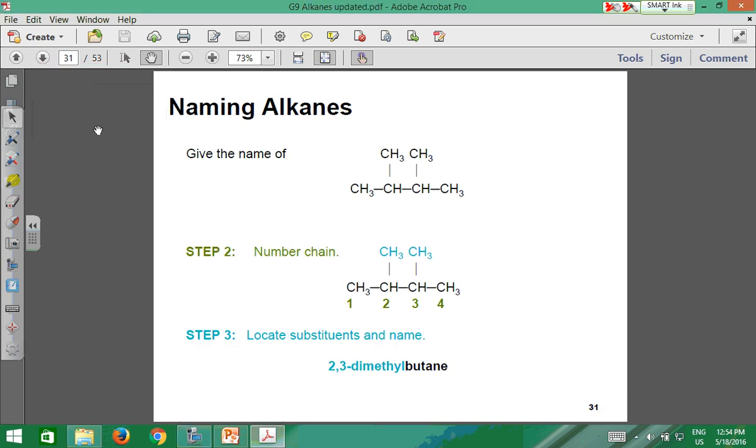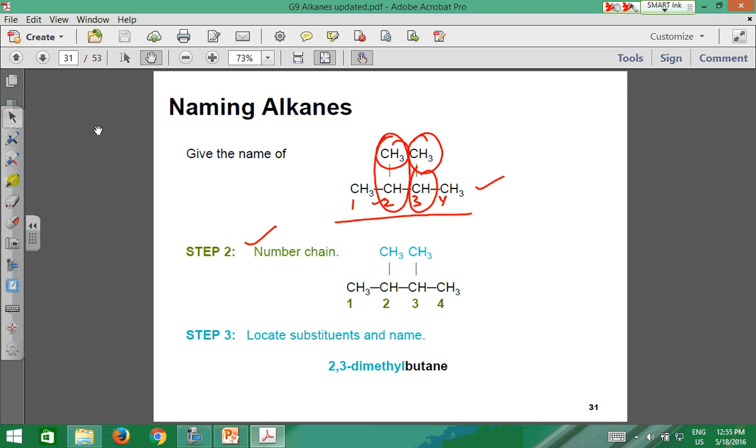Now I have, for example, this one, and I want to name it. First of all, what I have to see is I have to find the longest chain. Number the chain, the longest chain: 1, 2, 3, 4. If I go like this, 3. If I go like this, this is 4. There is no longer chain. So one functional group is this, another functional group is here. This is on the second carbon, this is on the third carbon.